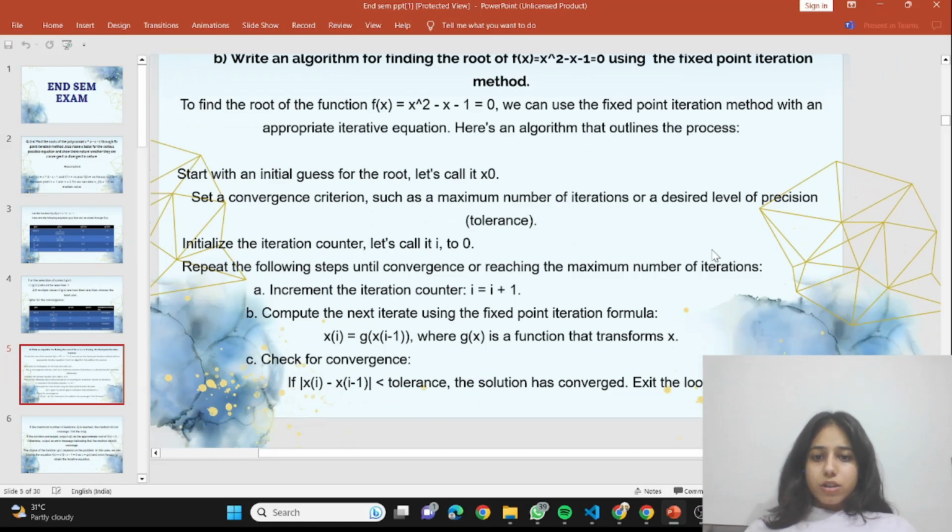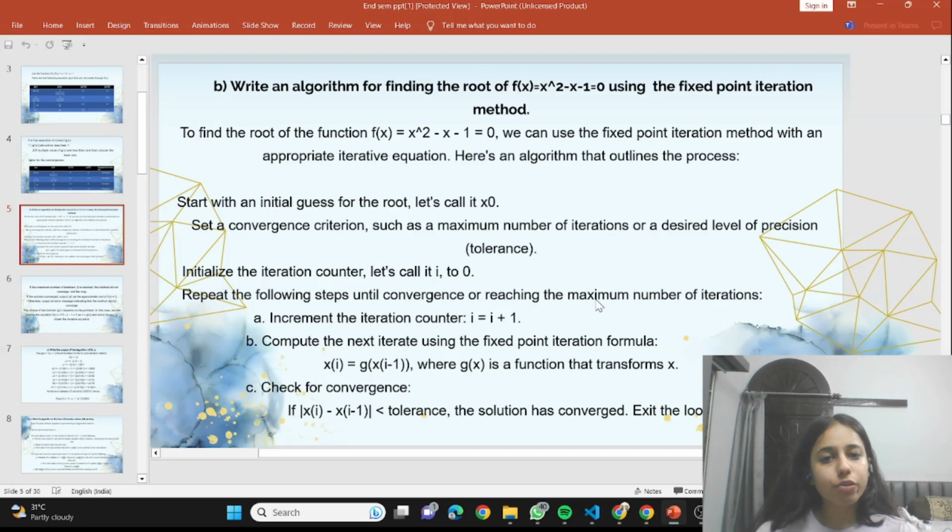Initialize the iteration counter. Let's call it I, to 0. Repeat the following steps until the convergence or reaching the maximum number of iterations. First, we will increment the iteration counter I equal to I plus 1. Compute the next iterate using the fixed point iteration formula xi is equal.